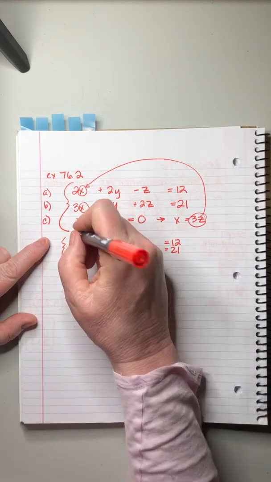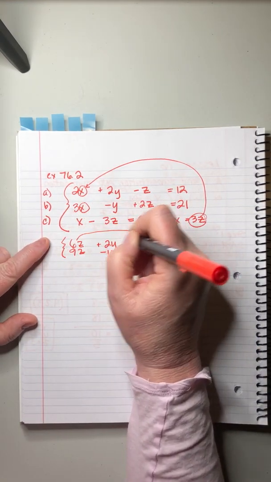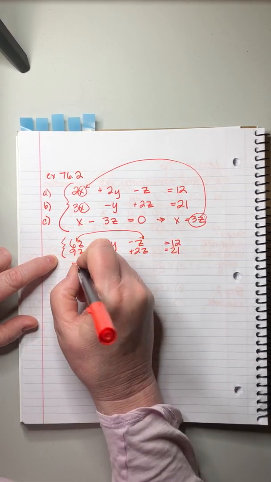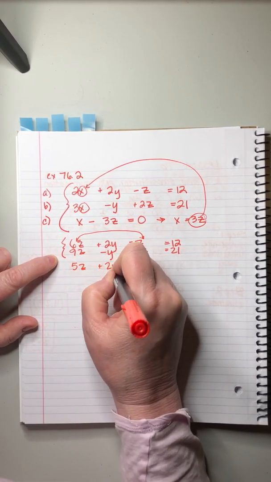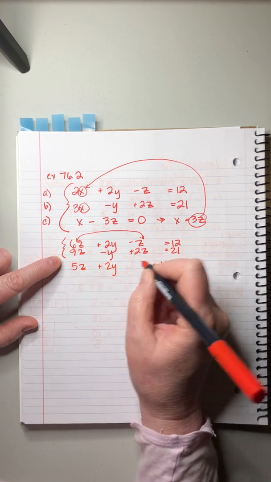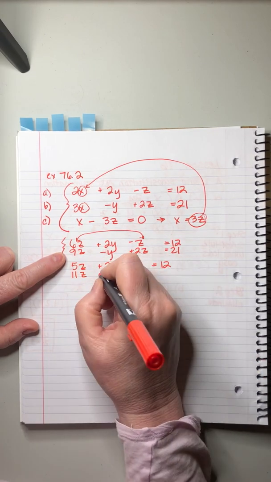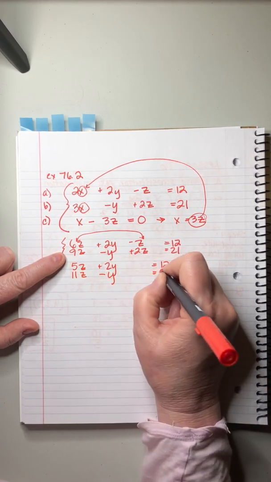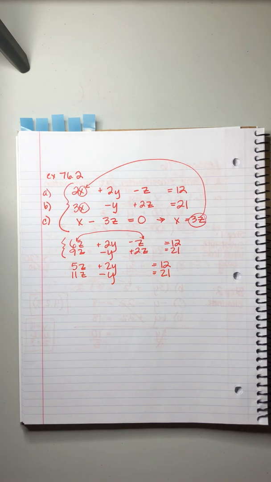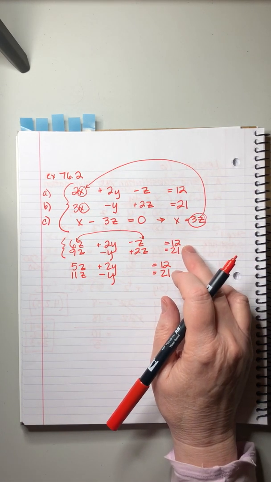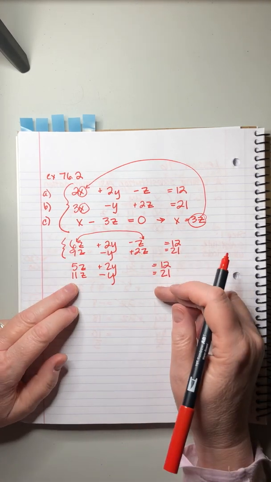But now I can add like terms, right? So 6z minus z is 5z plus 2y equals 12. And then 9z and 2z, that's 11z. 11z minus y equals 21. Notice that I'm not actually swimming any fish here. I'm just multiplying. I substituted, and then I added like terms, and now I'm going to multiply.